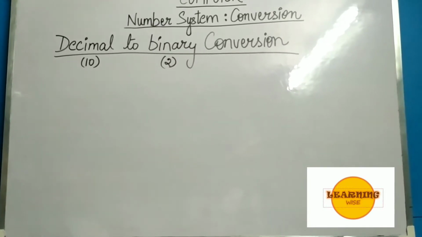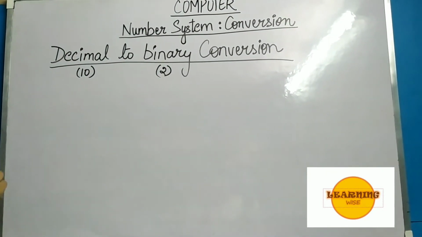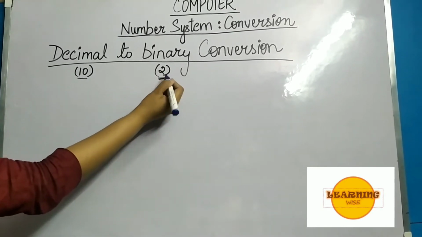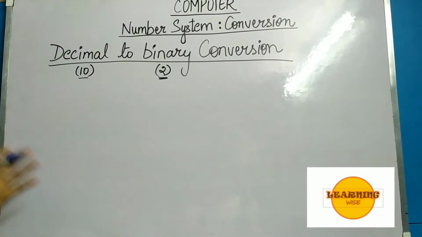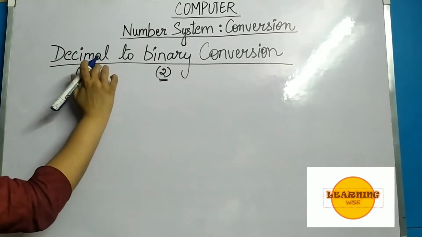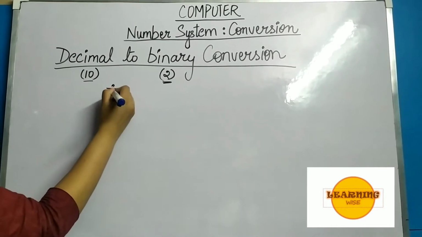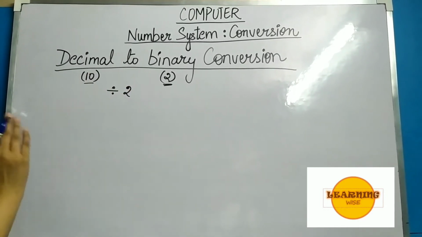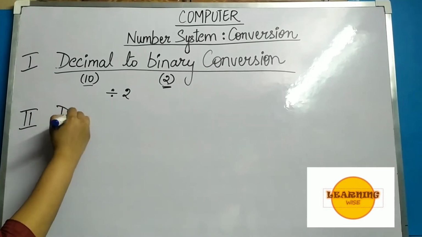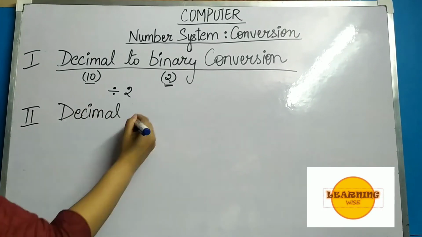Now we are going to do the conversion of decimal to binary. Alright students. So decimal, as I told you, decimal means base 10, binary means base 2. The simple thing which you should always remember is, if you want to convert decimal to binary, you simply have to divide the number by 2 and collect its remainder. This is 1.